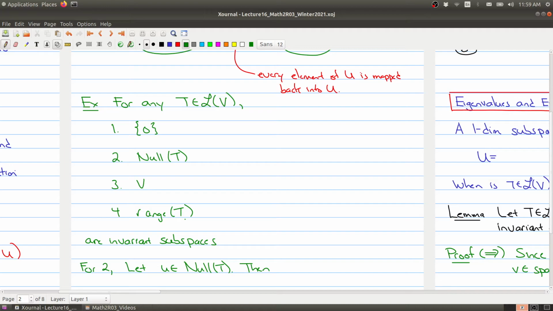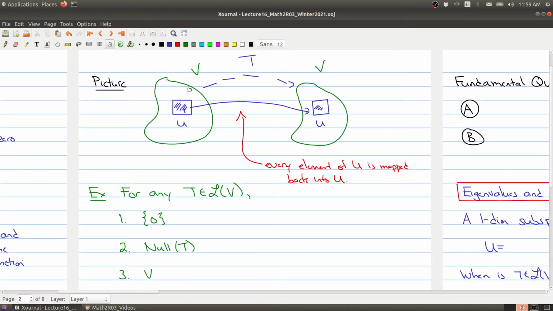The V one is quite easy to see that it's invariant because if we go up to the map or this picture, the U is all of V. So it's just saying that if you take an element in V and stick it into T, do you end up back in V? Well, you sure do. And the 0 one is saying that if you took the 0 vector over here, does it end up back in the 0 subspace on this side? Well, yes, that's true because every linear operator maps 0 to 0.